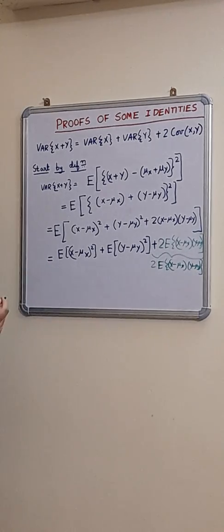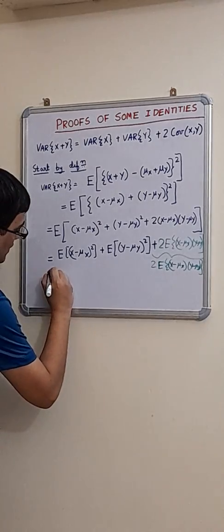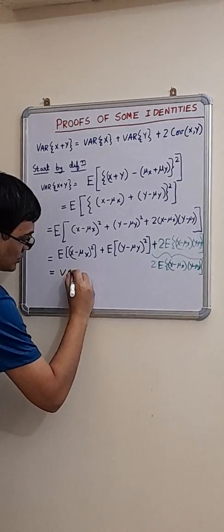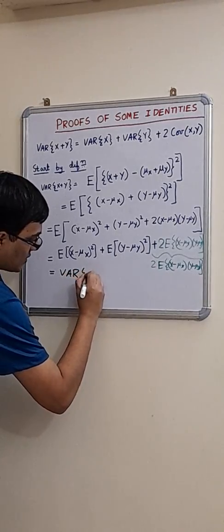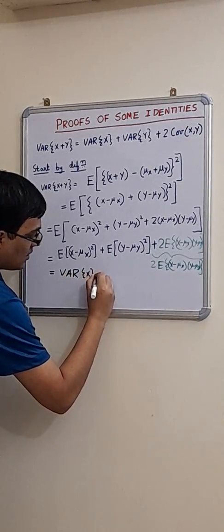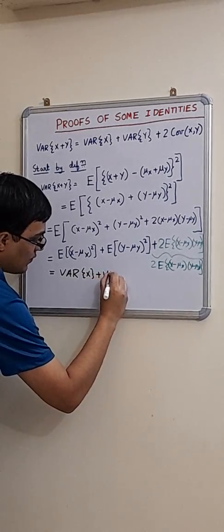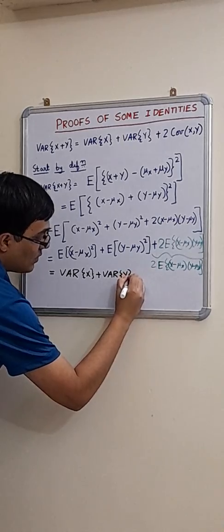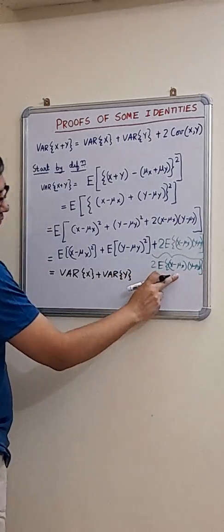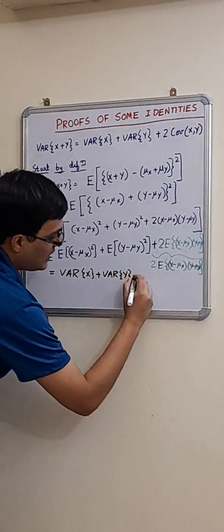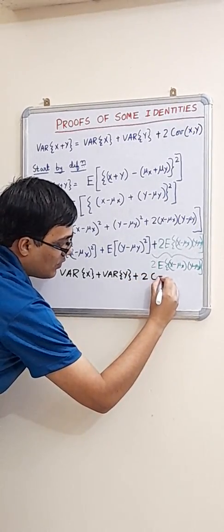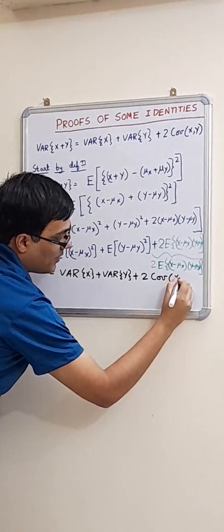So now I will apply the formula for the variance. This becomes finally, by definition, E of x minus mu x whole square, which is variance of x, plus variance of y, plus, what is this term? E of x minus mu x into y minus mu y. That is called the covariance, COV of x comma y.